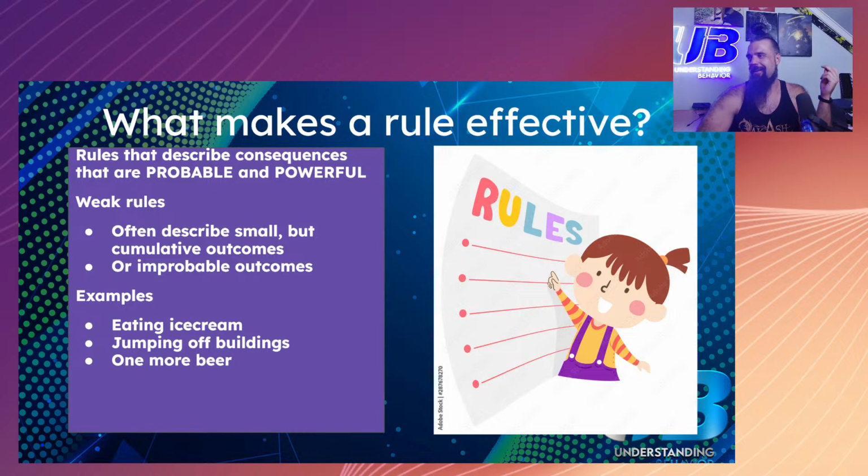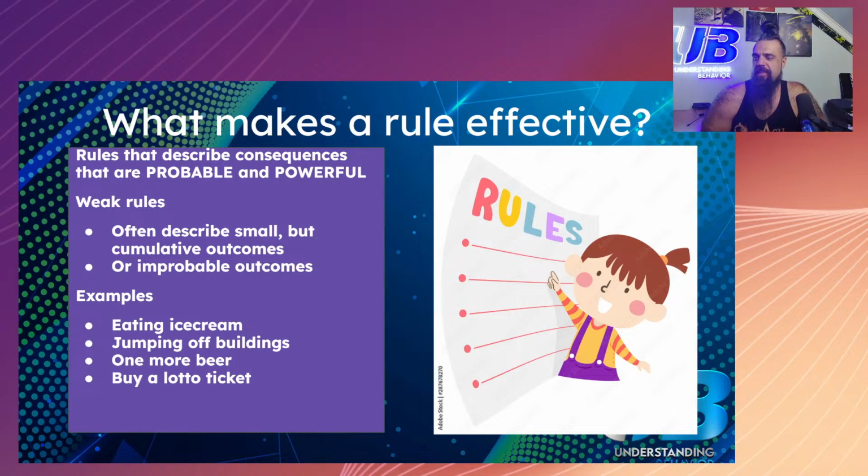One more beer. I guess this really depends where you're at in the night. It could be a weak rule if I haven't had a beer tonight, so okay, small but cumulative outcome, it's cool. But if I'm hammered already and I think, just one more beer, now this rule becomes more probable and powerful, but I might be under a condition that clouds my judgment, so it may or may not be effective.